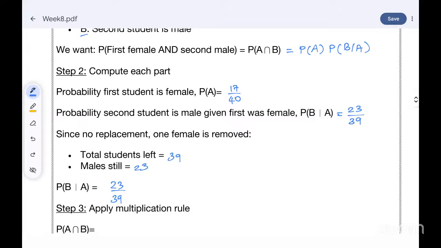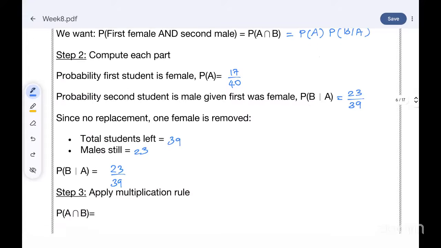And if we apply the formula now, what should be the answer? If you apply the formula, 17 by 40 multiplied by 23 by 39. You can do the calculations and see what answer you get. Okay. So the logic behind this, is it clear? How we are finding the answer here, is it clear for everyone?